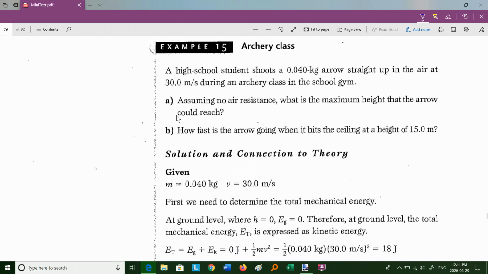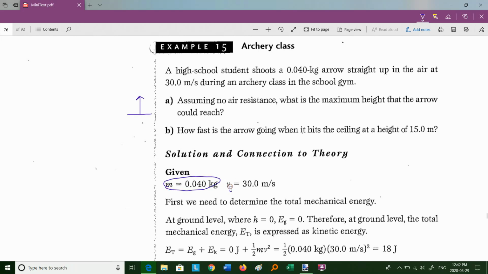A high school student, that could be you, shoots an arrow straight up in the air at 30 meters per second. Assuming no air resistance, what's the maximum height that the arrow could reach? And how fast is the arrow going when it hits the ceiling at a height of 15 meters? Again, we're going to assume that the arrow is launched right from the ground. Maybe the person is lying on the ground and using a crossbow system. So we know the mass is 0.04 kilograms, and the initial speed is 30 meters per second.